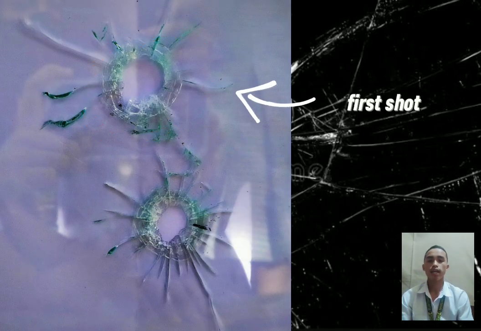Therefore, we can determine that the hole in the upper part, the first penetration, was shot earlier, because the second penetration's radial fractures were stopped by the first penetration's radial fractures.